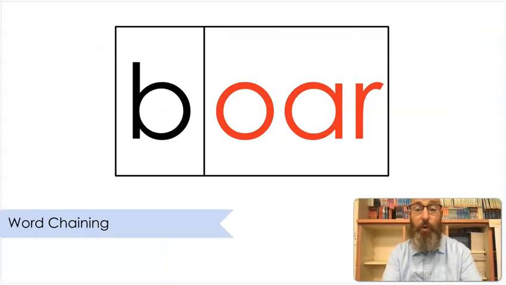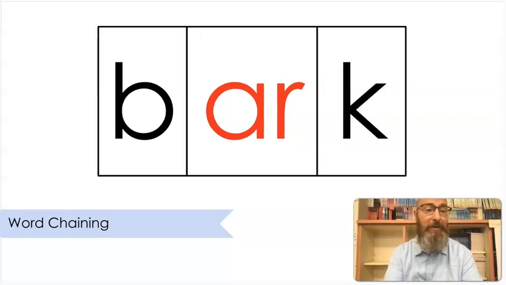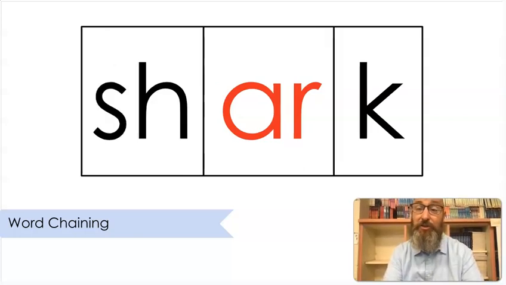Our first word is bore. Can you say bore? Now change or to R. What word do we have? Bar. Next, let's say bar, but put a k at the end. What word do I have? Bark. What if on bark I change the b to a sh? What word do I have? Shark.